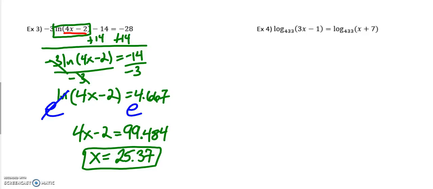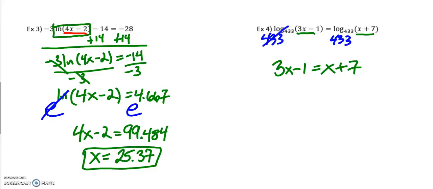Lastly, example 4. If I take log base 4 of 3x minus 1 and log base 4 of x plus 7, I can think of this two ways. The easiest way is just to realize if log equals log, I'm not going to be able to isolate, but I can go ahead and just take 3x minus 1 equals x plus 7. The insides have to be equal. Or if you think of it in terms of exponentiation, make 4 the base of each side, and those both cancel out, and I'm left with what I have originally, 3x minus 1 equals x plus 7.